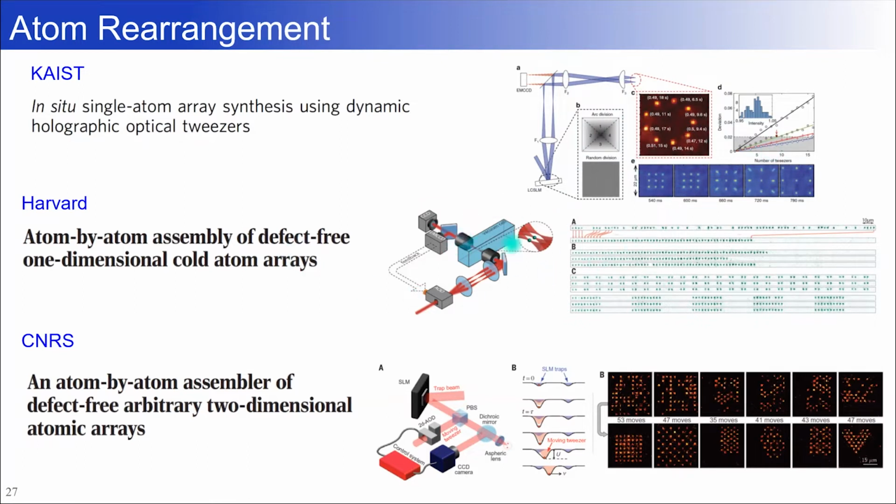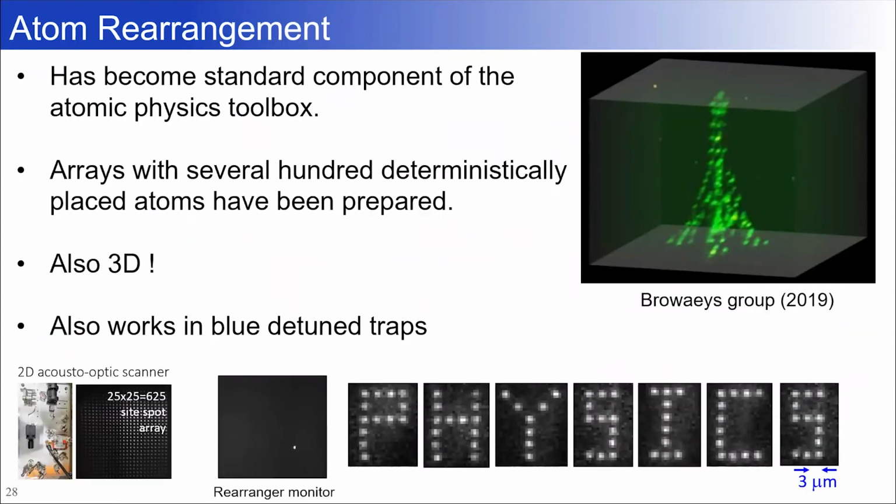The Lukin group at Harvard started with a 1D array, although they're now doing 2D, where they had a line of tweezers. They took a picture, saw which tweezers were occupied and which were empty, and just moved the occupied tweezers next to each other to create patterns in that way. And then the Browaeys group used a 2D acousto-optic deflector to move atoms around and create whatever spatial pattern they wanted. So this has now become a standard tool in the kit of cold atom people, and you can do this in 1D, 2D, or 3D.